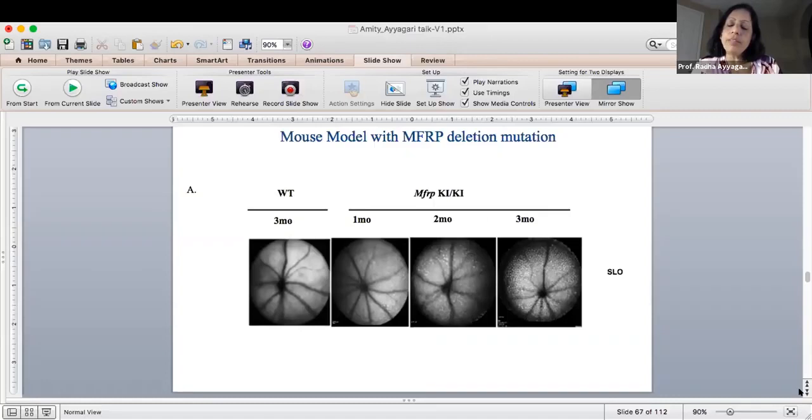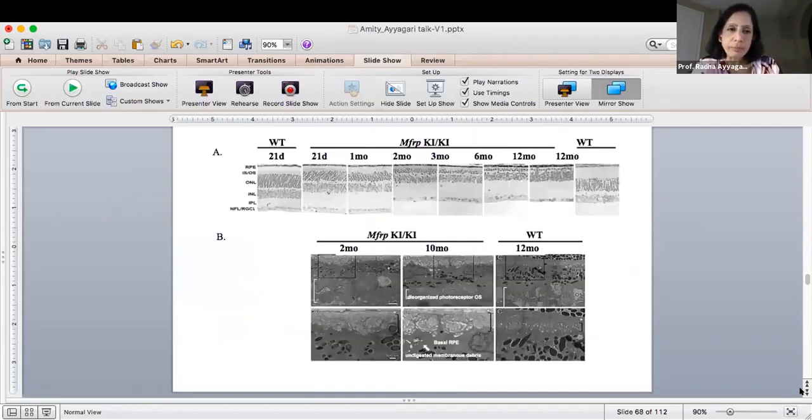So what we have done is introduce this mutation using CRISPR-Cas9 into a mouse model. These mice here, what I'm showing is fundus autofluorescence. As you see, the fundus autofluorescent spots have increased with age in this particular mouse in which we have introduced the mutation, compared to the wild type. In the wild type, there are not many changes.